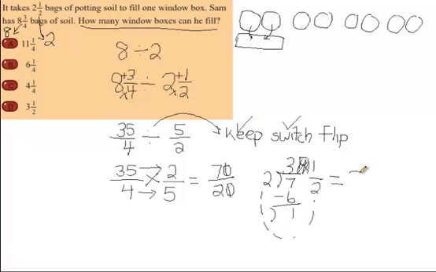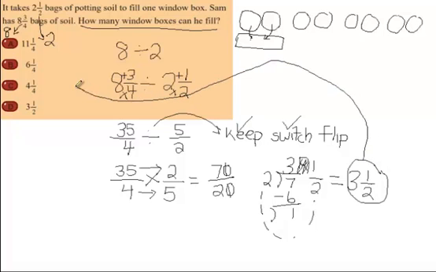So all of this means that with 8 3/4 bags of soil, and 2.5 bags of soil for each window box, he could fill 3.5 window boxes. Let's take a look and investigate our answer choices. There it is. Cross this off, cross this off, cross this off, circle it up.